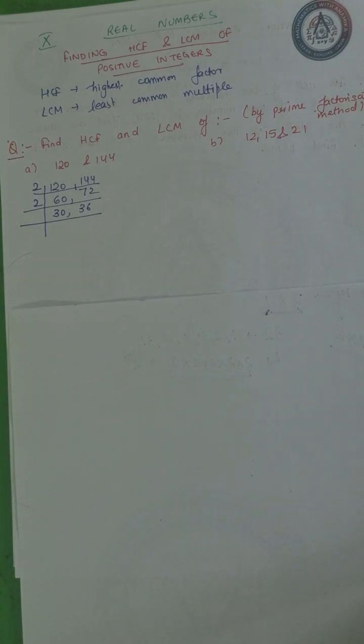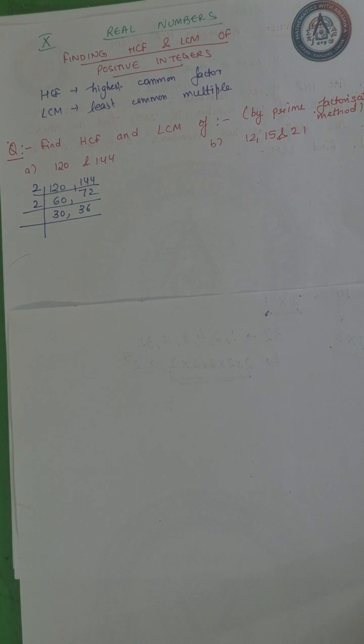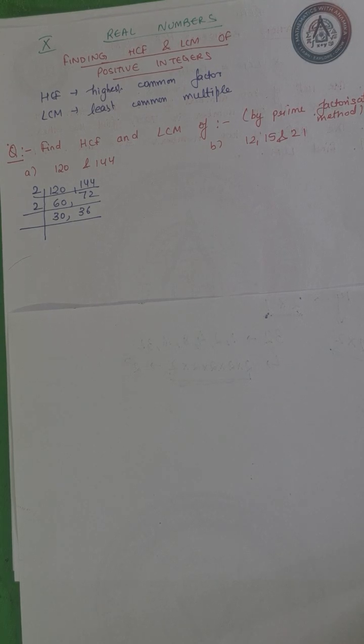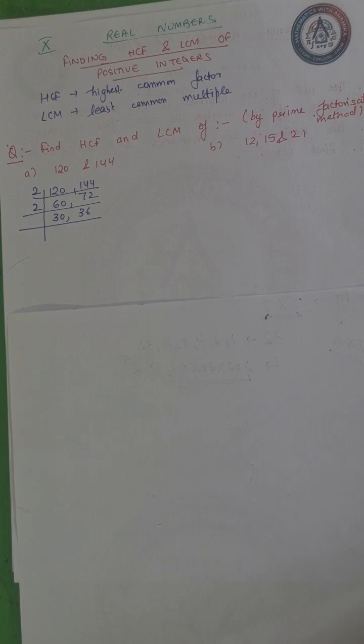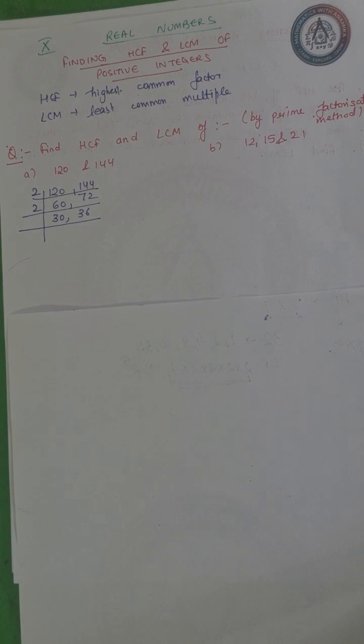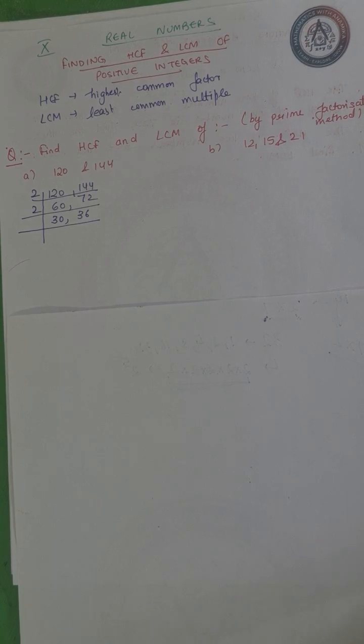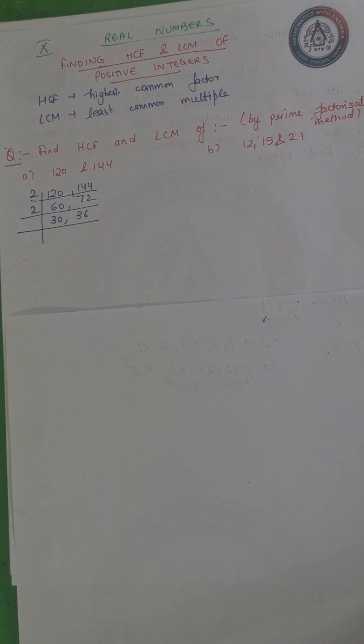Now 30 and 36. You definitely have in mind that 30 and 36 both come in the table of 6. So I can write 6 and do it. But no, that will be wrong because 6 is not a prime number. It is a composite number. It has more than 2 factors. So we have to remember that in finding HCF and LCM by using this method, the key is that the numbers that you are picking should be prime numbers.